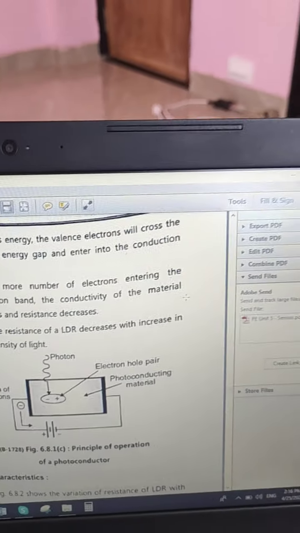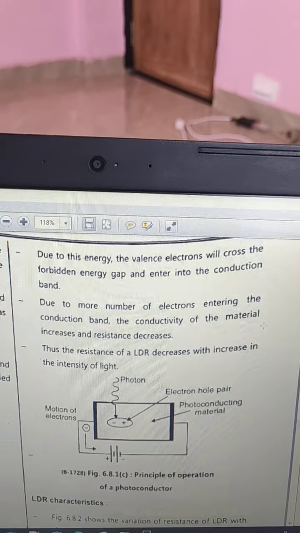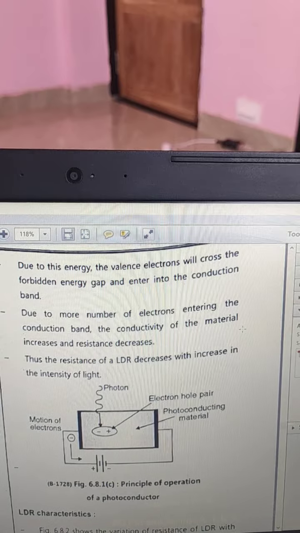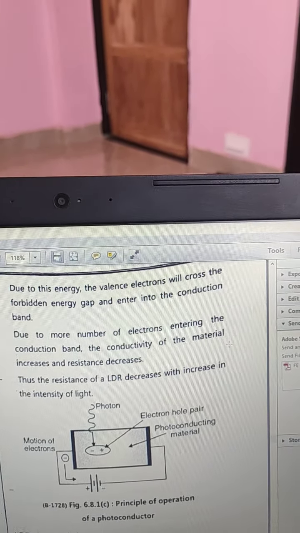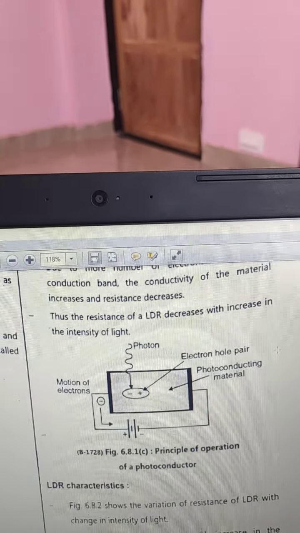Due to this energy, valence electrons will cross the forbidden energy gap and enter into the conduction band. Due to more electrons entering the conduction band, conductivity increases and resistance decreases. Thus the resistance of LDR decreases with increasing intensity of light.